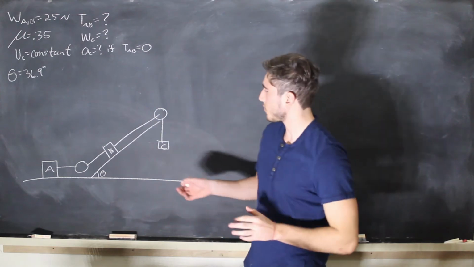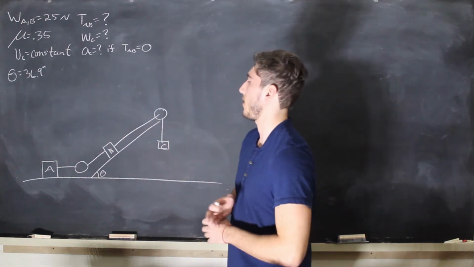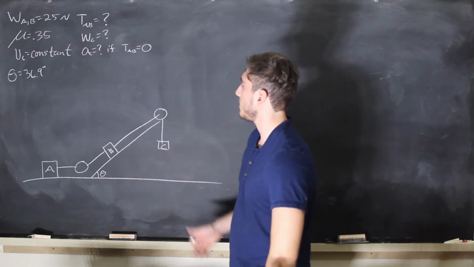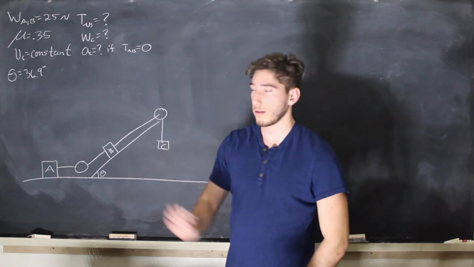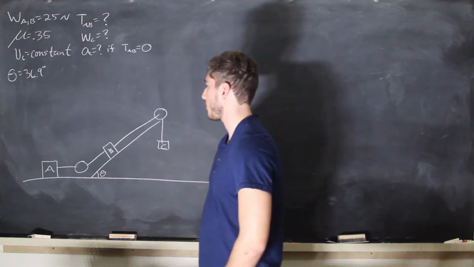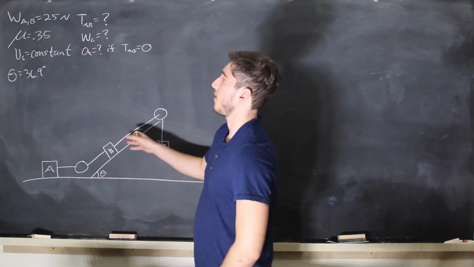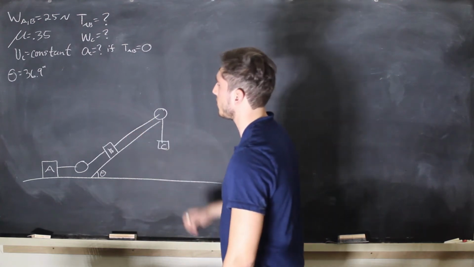Okay, so the next problem, we have masses A, B, and C. They're connected together with massless rope. C is descending downwards at a constant velocity, and we know what that means from the previous problem. We have B and C on a ramp, and its angle is at 36.9 degrees.